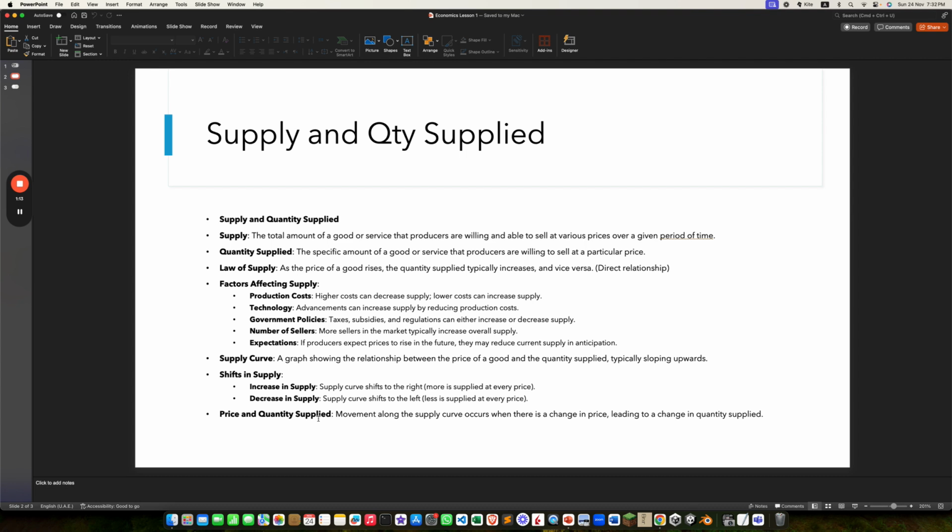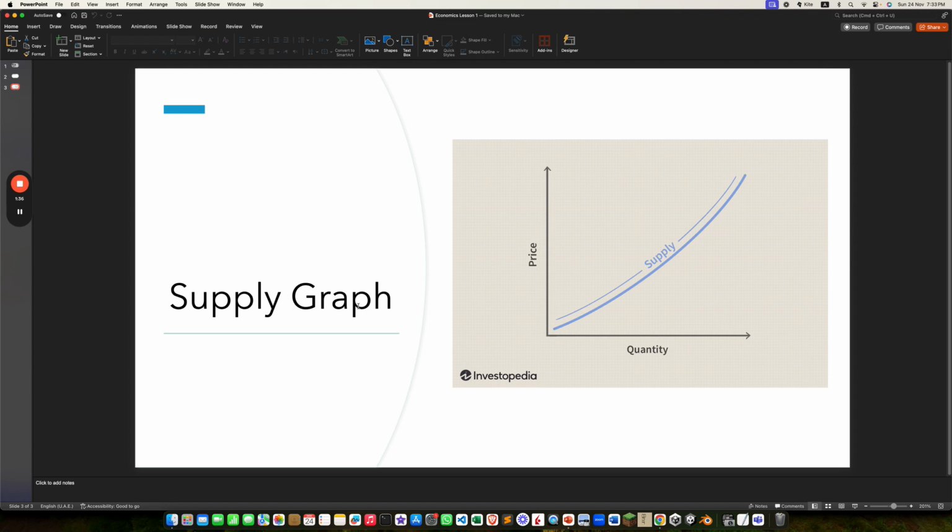Shifts in supply. Supply can either increase or decrease. If supply increases, the curve will shift to the right, which means that more is supplied at every price. Now, a decrease in supply means the supply curve shifts to the left, or inwards, and less is supplied at every price. And price and quantity supplied is a movement along the curve, which means that changes in price, or different prices on the curve, correspond to different values of quantity supplied.